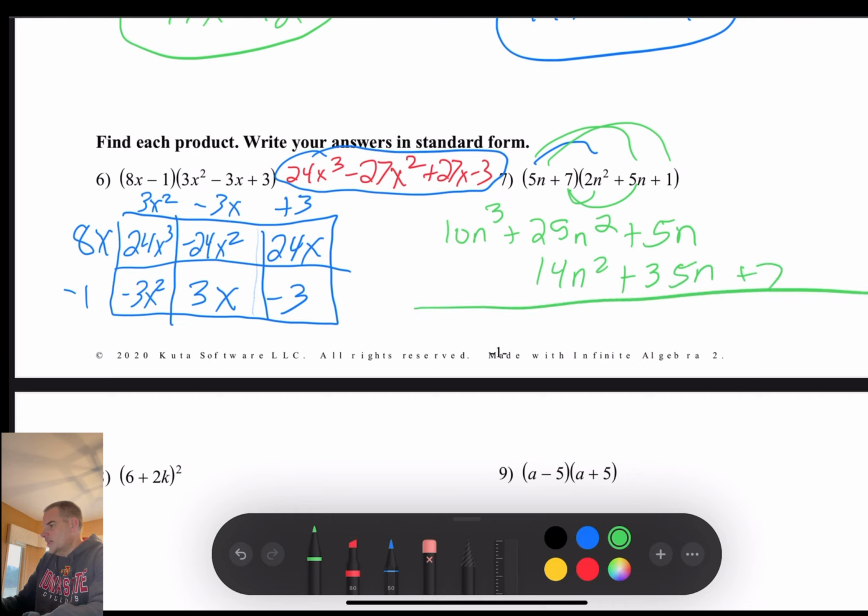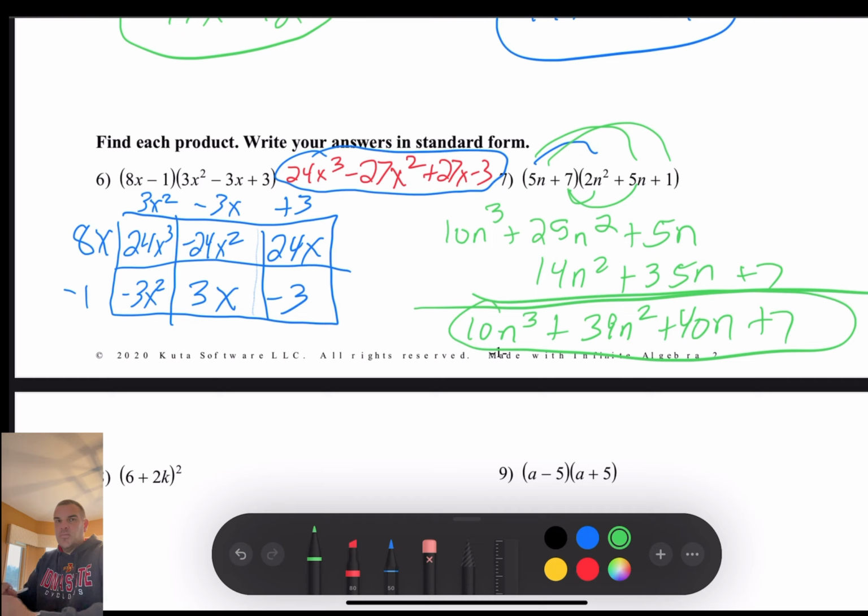Now you can just add the columns. So 10n cubed plus 39n squared plus 40n plus 7. And there is your solution.